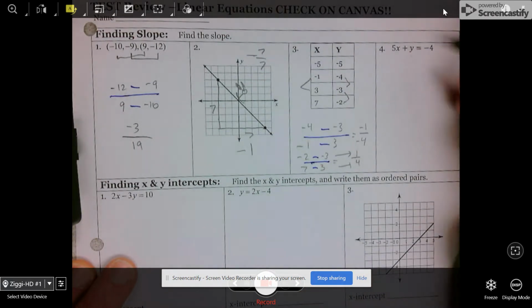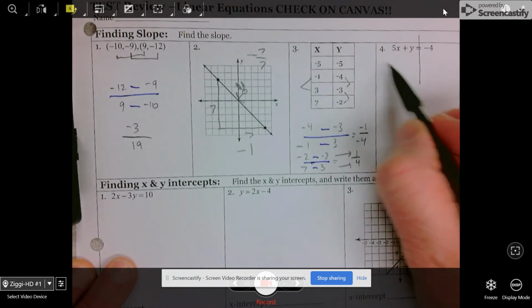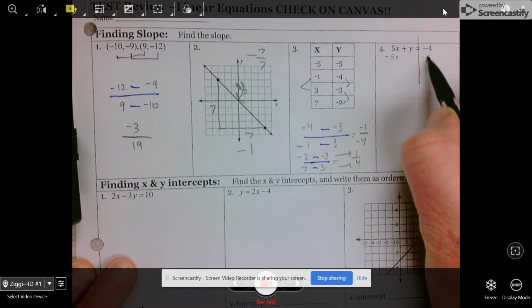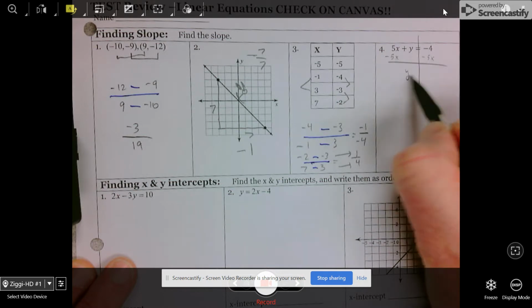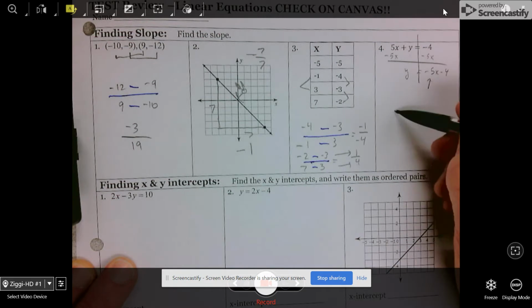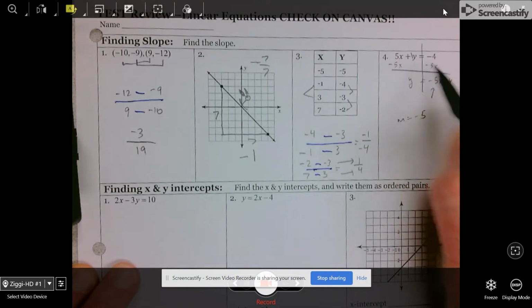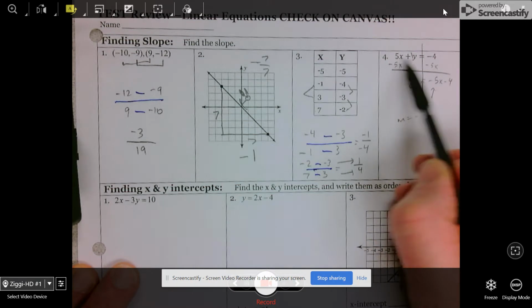That means I need to solve this thing for y, unless you remember the shortcut for standard forms. So y equals negative 5x minus 4. Slope is negative 5 because of the slope-intercept formula. If you forgot, standard form shortcut, opposite of A over B. So 5 over 1, opposite of that, negative 5.